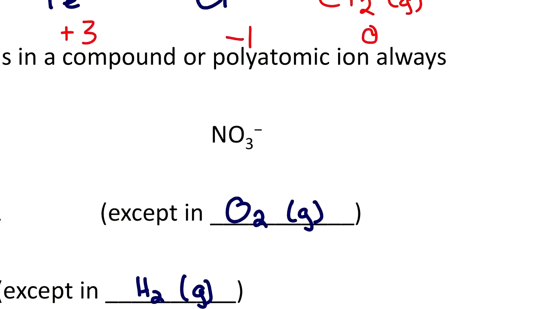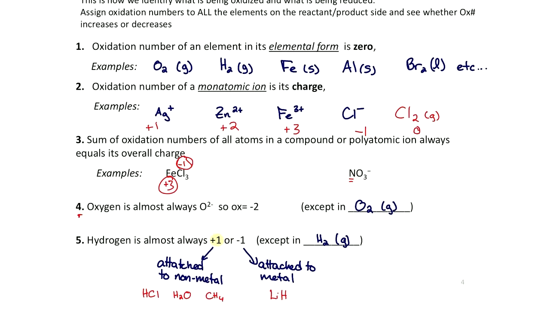But in this example, nitrate, it's not super obvious what the oxidation number of nitrogen is, so we use the tip in the next rule. Oxygen is almost always O2-, except in oxygen gas. So we're going to use that tip to get NO3-. If oxygen is -2 and there are 3 of them, what does the oxidation number of nitrogen have to be? +5. Yes, it has to be +5 in order for all those charges to work out. Basically, think charge. Oxygen is almost always O2- in a compound.